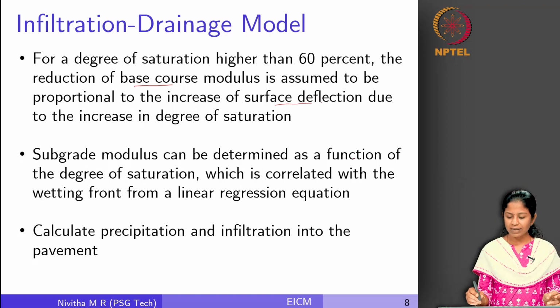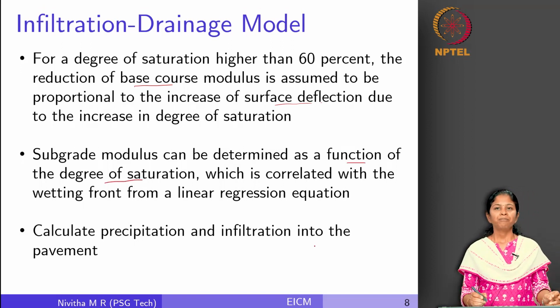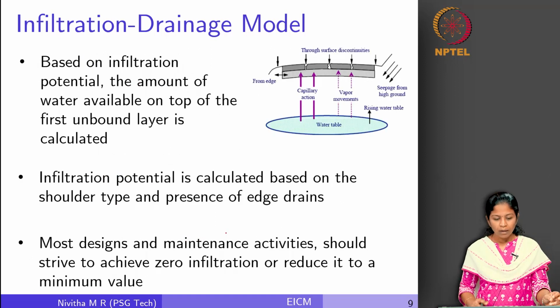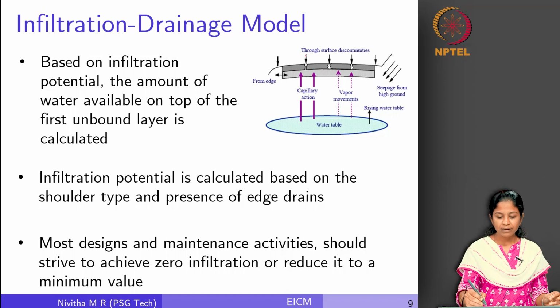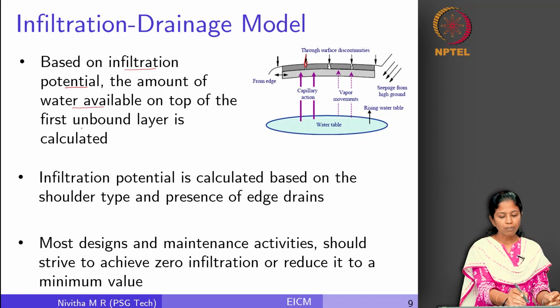The subgrade modulus can be determined as a function of the degree of saturation, right. So, depending upon the water content present in the soil, the modulus is adjusted, and we had seen the equations in the previous lecture. Now, we can calculate precipitation and infiltration into the pavement. So, this is based on the infiltration potential. We had seen here that it can infiltrate through the cracks. So, how much is the infiltration potential? Depending upon that, the water available at the top of the first unbound layer is calculated.